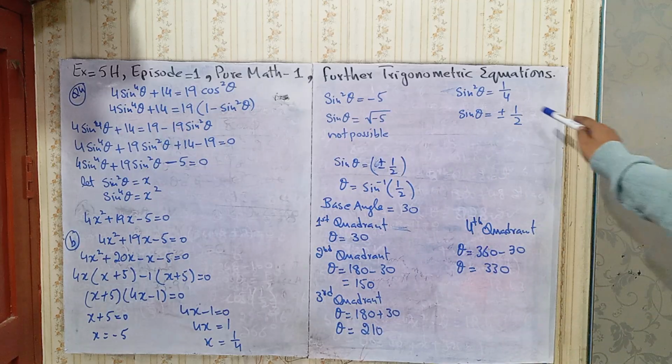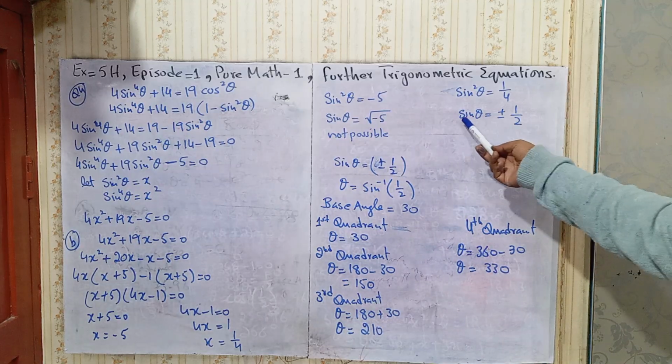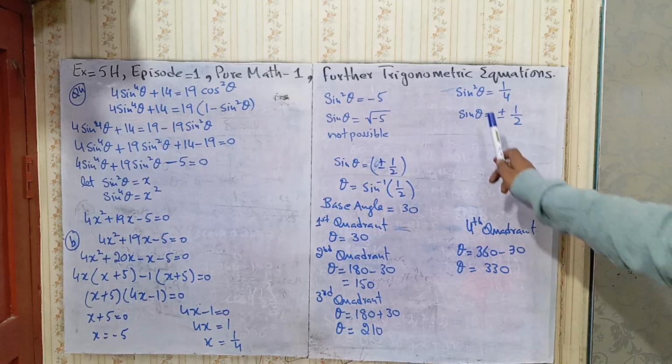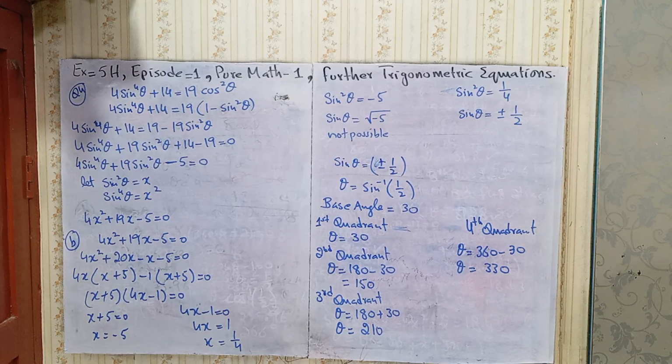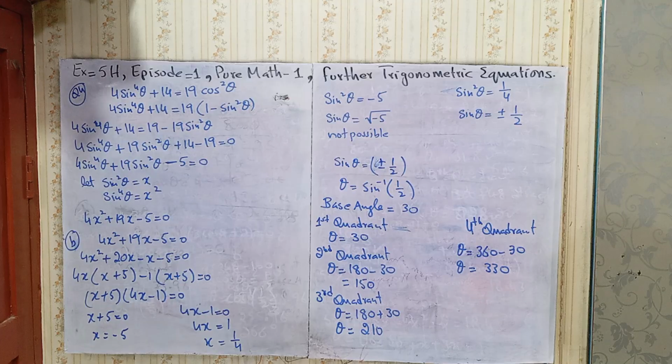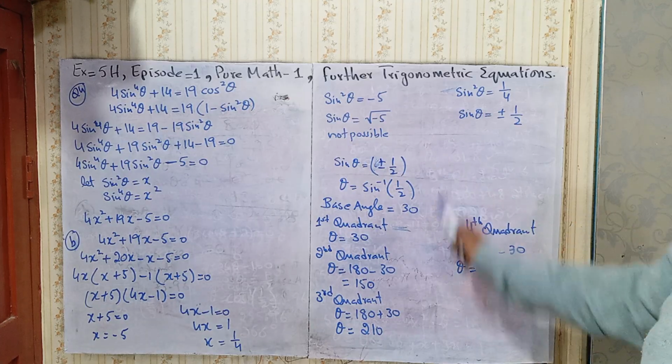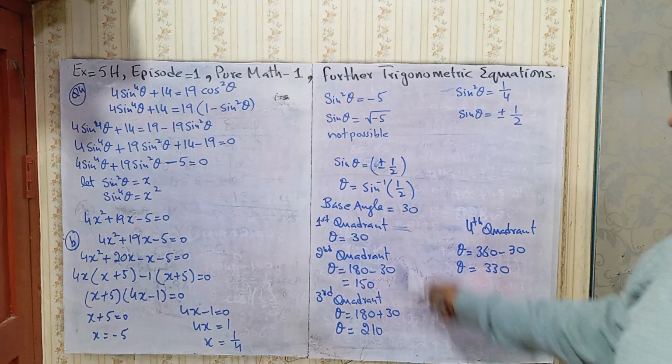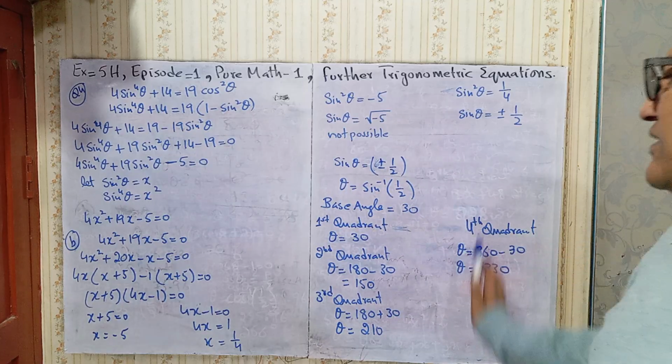So sine square theta equals to 1 by 4. So take square root on both the sides. So sine theta will be equals to plus minus 1 by 2. Theta will be equal to sine inverse of, just take 1 by 2. I want to find out the base angle. Forget this negatives. Base angle will be 30.